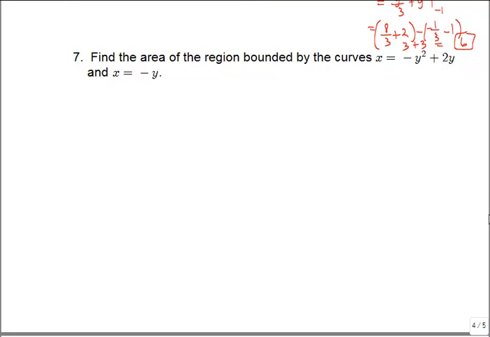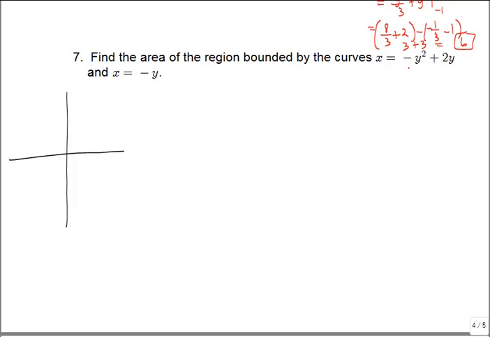Find the area of the region bounded by the curves x equals -y squared plus 2y and x equals -y. So let's go ahead and graph this. Now to graph this x equals -y squared plus 2y, a couple of things here. It's a quadratic, but it's in terms of y, so that means it's going to be another sideways parabola. Since the leading term, the y squared term, is negative, this time it's going to point to the left instead of pointing to the right like the last example did.